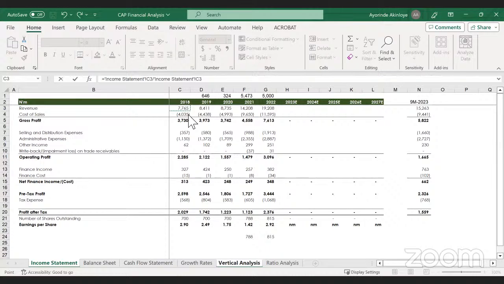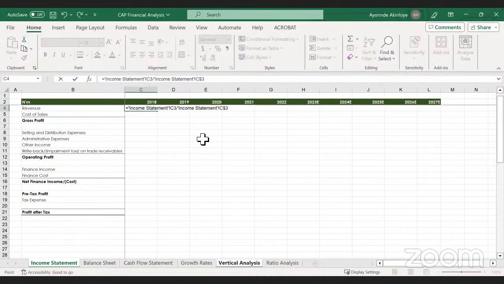I want this to move across. I want you to focus on just revenue. So okay, we lock the numbers. We lock 3, so that we can move from C to D and the likes. But when we drag down, this will not move about. But I hope we've done that in Microsoft Excel class.